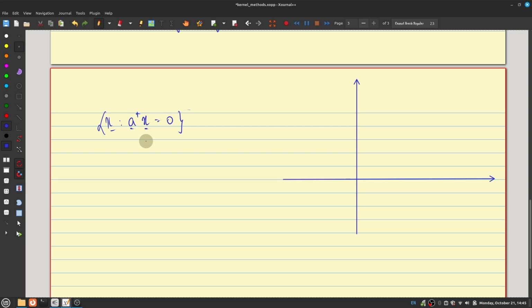x is in Rd. Just to make clear, vector A is in Rd. So what is the dimension? D minus 1, as long as A is a non-zero vector. And we'll assume that A is a non-zero vector. So this defines a D minus 1 dimensional space.